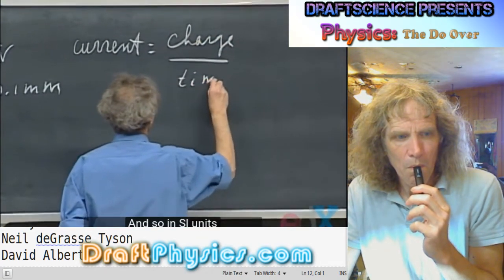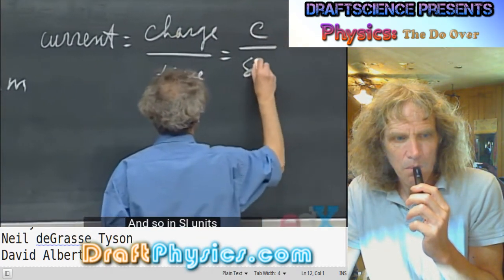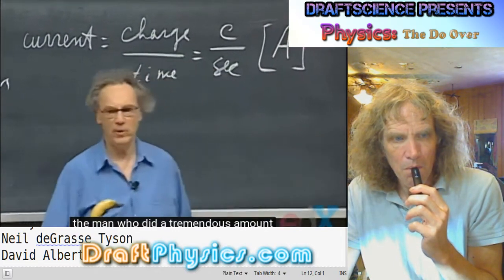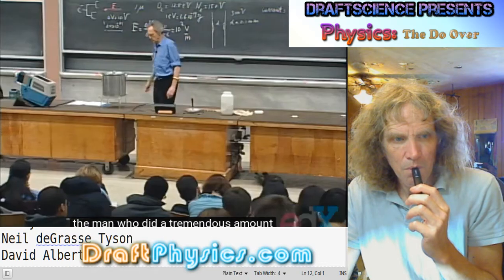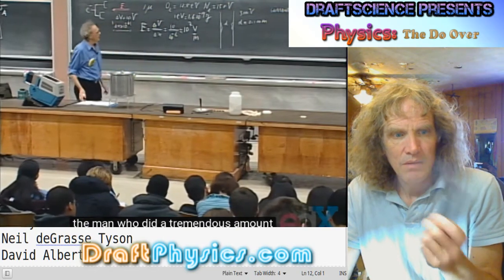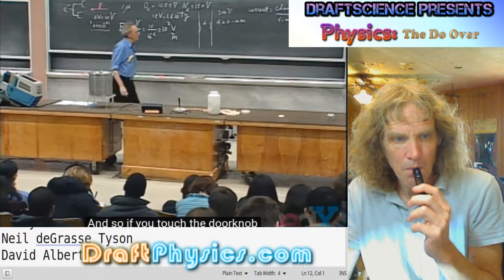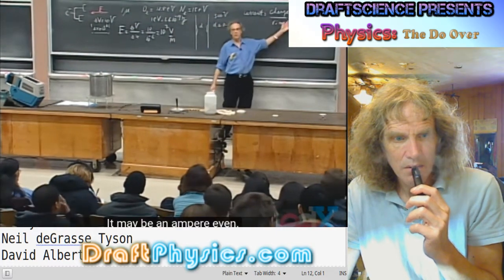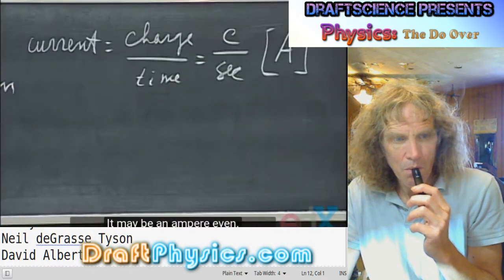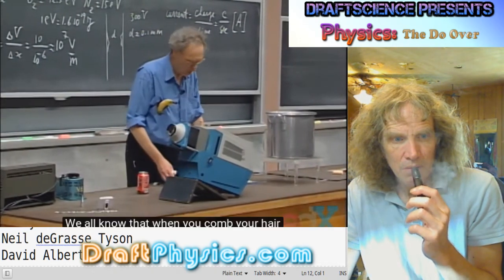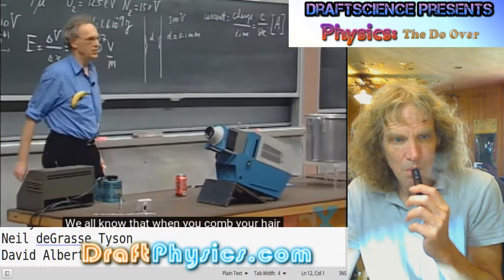And so in SI units, it would be coulombs per second, for which we write a capital A, which stands for ampere. The man who did a tremendous amount of research in this area was a Frenchman. If you touch the doorknob, the instantaneous current may actually be quite high, maybe an ampere even, but it may only last for 1 millisecond. And so that's not going to kill you.